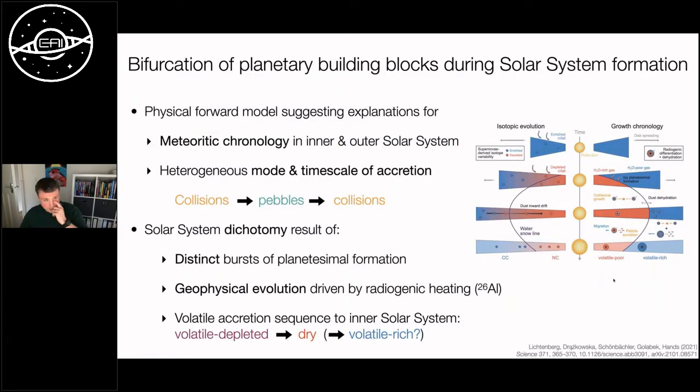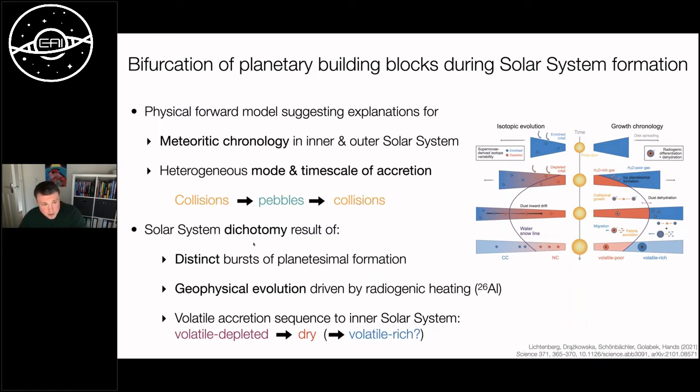So this is a short summary of this model that is specifically built to explain the chronology and chemical budget deviation between the inner and outer solar system and the accretion timescales. So let me shortly summarize this. It gives a physical explanation for the meteoritic chronology in the inner and outer solar system, and predicts that the growth mode of the terrestrial planets switched from initially collisions to then pebbles and then collisions at the very end, because the inner disk was pebble-starved.